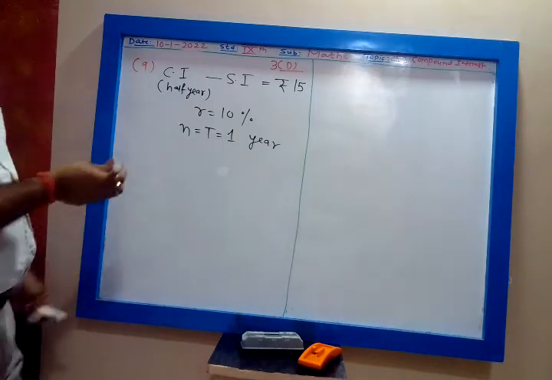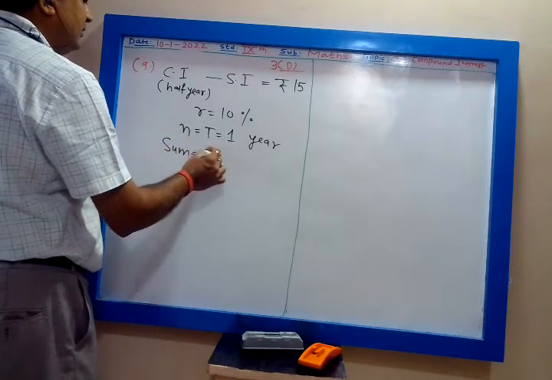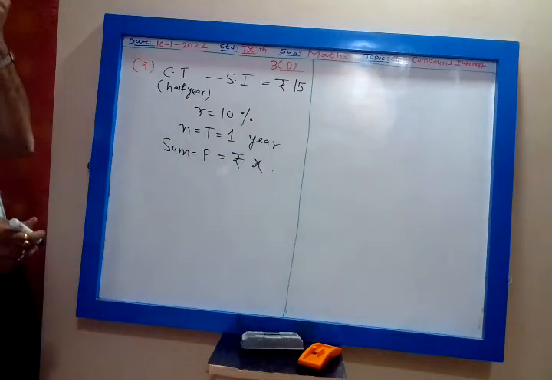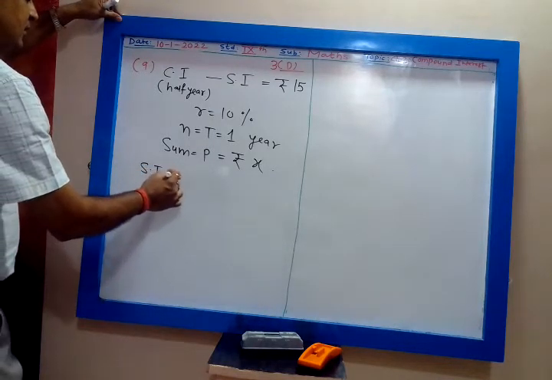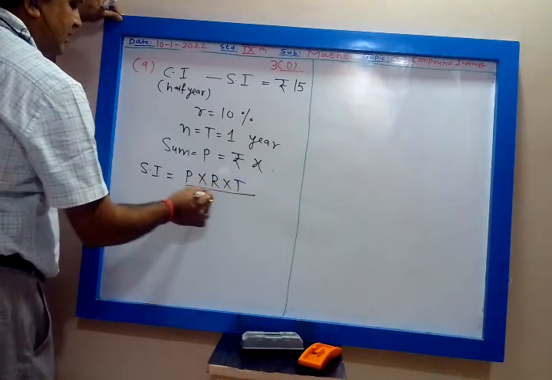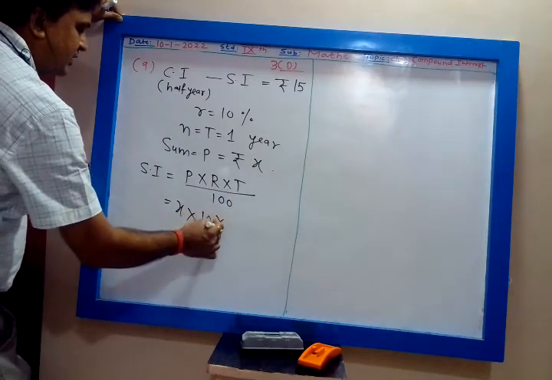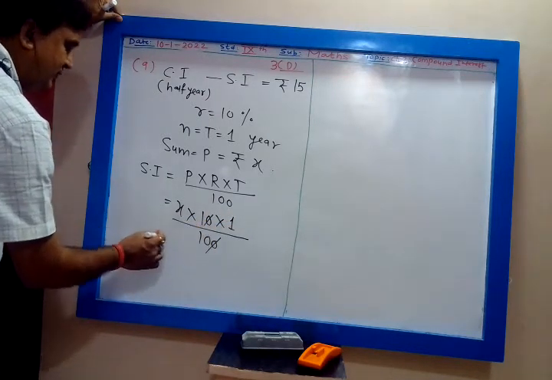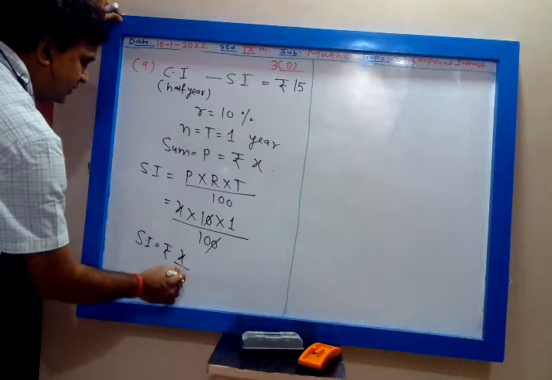Find the sum of money lent out. The sum of money means the principal amount, so we consider the principal as rupees X. Let us find SI first. The formula for SI is P into R into T upon 100. P is X, rate is 10, duration is 1 year, upon 100. The zeros get cancelled, so simple interest is X upon 10 rupees.